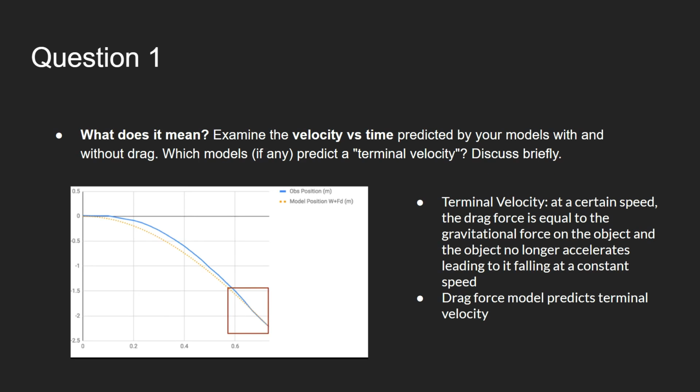Now, to answer the first question, the drag force model predicts terminal velocity. Terminal velocity is at a certain speed where the drag force is equal to the gravitational force on the object, and the object no longer accelerates, leading to it falling at a constant speed. This can be seen in the graph below at approximately 0.6 seconds. The object's position is changing at a constant rate, which indicates that there is a constant velocity, meaning the object reaches terminal velocity in this model, shown by the red square in the graph.